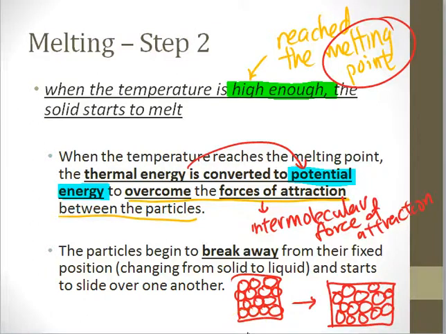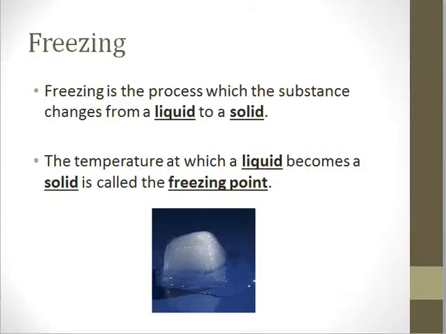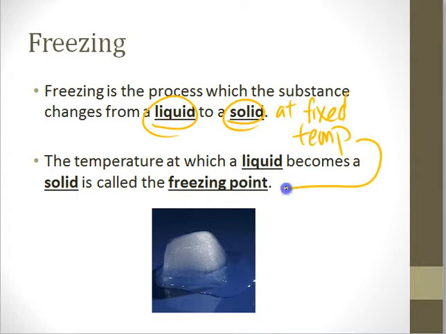Now we're going to continue and talk about freezing. We're not going to go into details about how freezing occurs, because it's the same process. I think you can go back and work on your own. The key here is that I need you to remember the definition. Freezing is the process of liquid changing to solid at a fixed temperature. At what temperature is this? It is the freezing point.